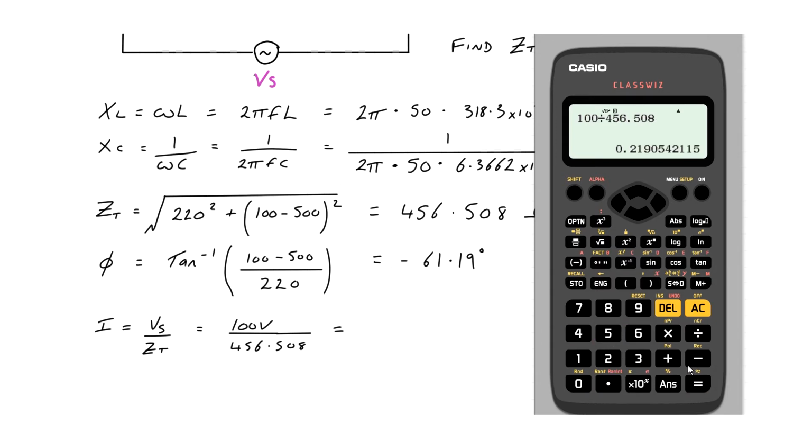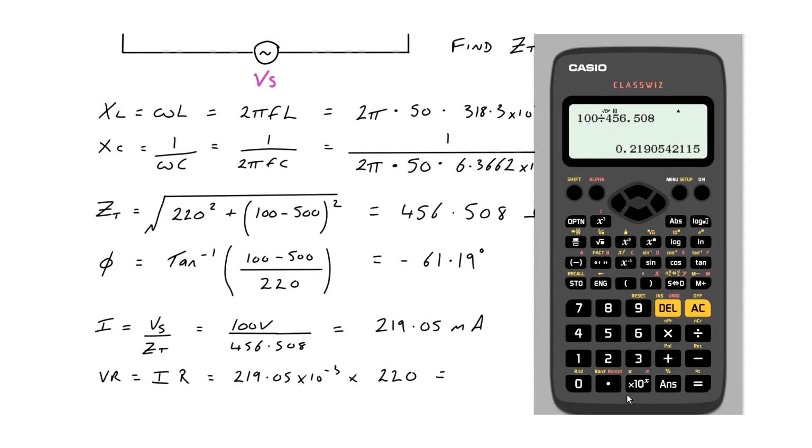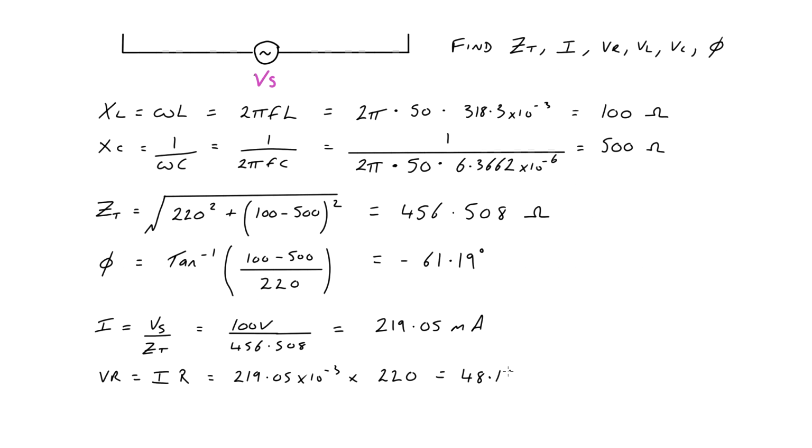And that is roughly 219 milliamps. 219.05 milliamps is the current. There's only one current in this circuit because it's a series circuit. So we can find the resistor voltage: it's I times R, which is 219.05 milliamps times the resistance of 220 ohms. That's 48.19 volts across the resistor.